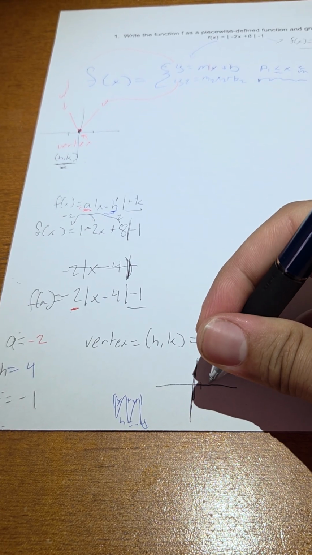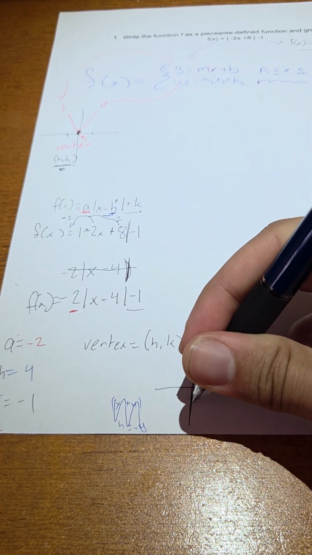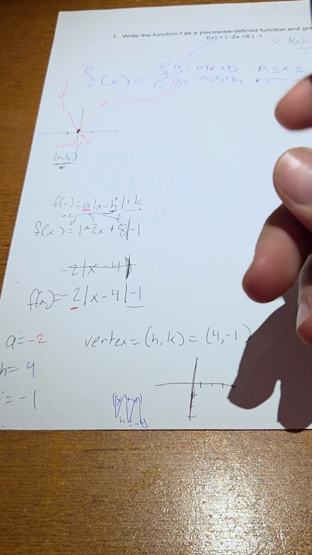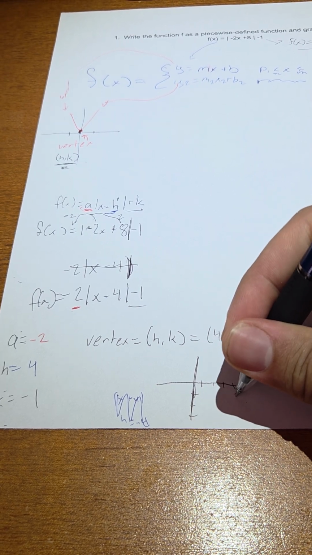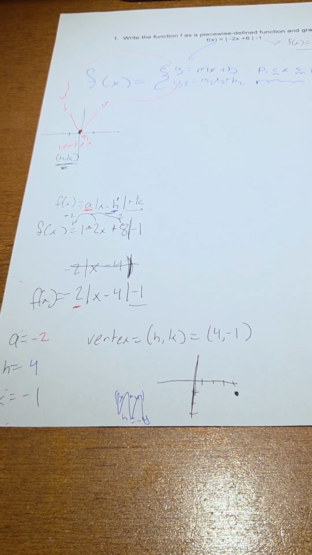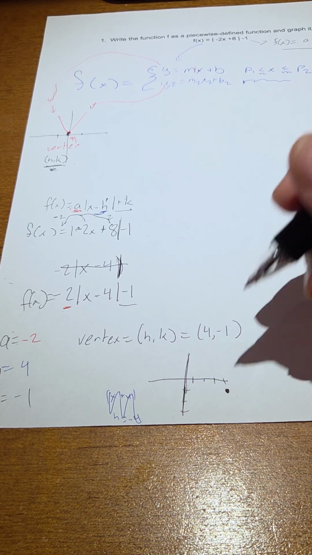This is going to be 1, 2, 3, 4. 1, 2, 3. All right. And then our vertex is going to be right here, which is 4 comma negative 1. Bam. That's our vertex. That's our first point. So now we need to draw the rest of it.